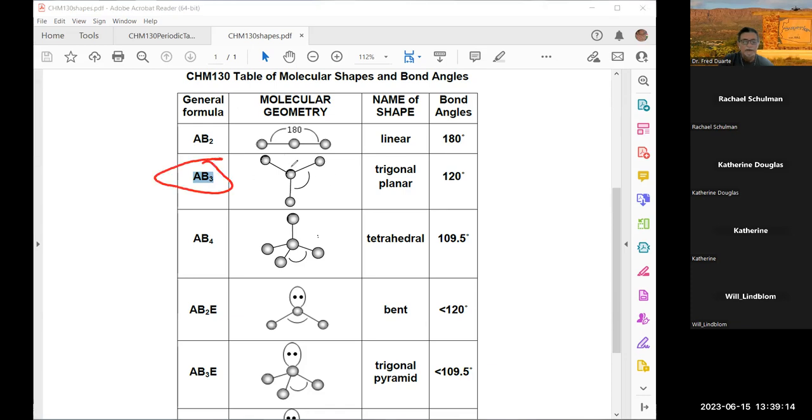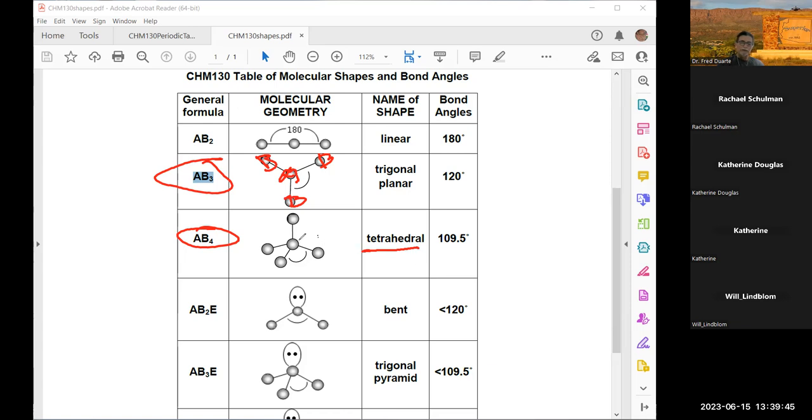A is the central atom, and the three B's are bonded to the central atom. This particular one has a shape of trigonal planar. And then we have one here called AB4. It's probably the most common geometry configuration of molecules. We call it tetrahedral. There are four species here: you've got the central atom A, and then it's bonded to four B's.